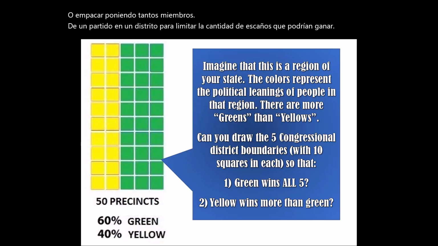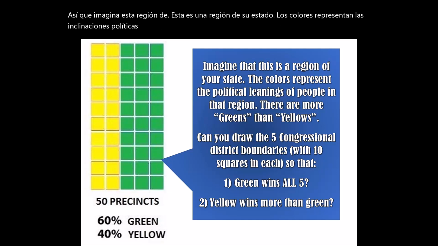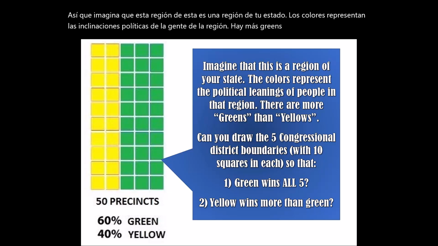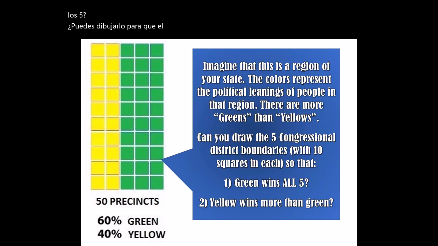So imagine this is a region of your state. The colors represent the political leanings of the people in the region. There are more greens than there are yellows. Can you draw 5 congressional district boundaries with 10 squares each so that green wins all 5? Can you draw it so that yellow wins more than green? Well, let's take a look.